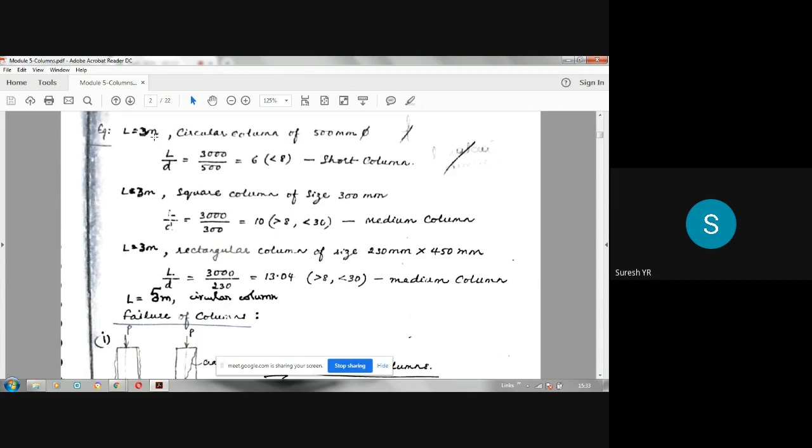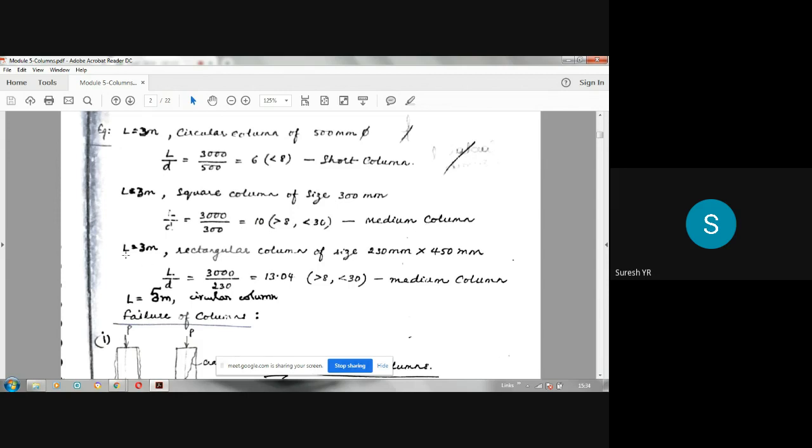I will take a square column. If you take a square column of size 300 mm, and if length is 3 meters only, then 3000 divided by 300 is 10. The ratio is 10. So it is greater than 8 but less than 30. So this ratio is in between 8 and 30. So you can call it a medium or intermediate column.